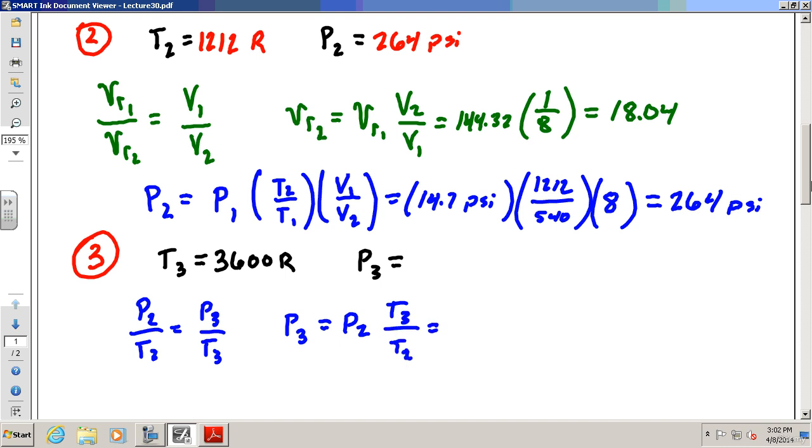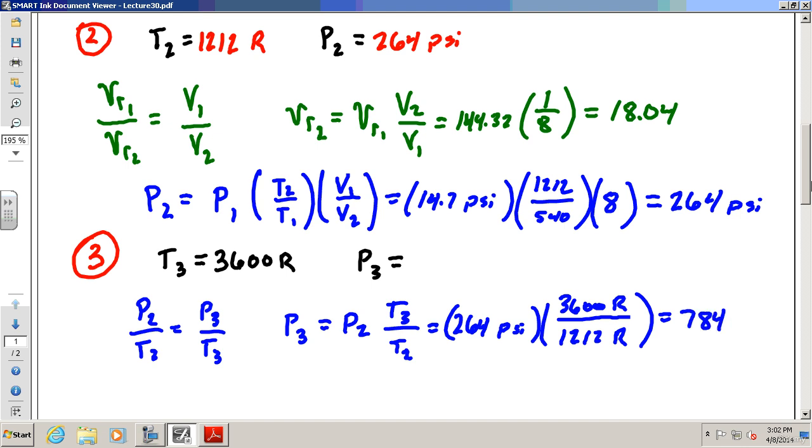My pressure at 2 is already given to me, or I solved for it, is 264 psi. Now my temperature, I've got all that. 3600 Rankine is my T3. My T2, I solved for it. It was 1212 Rankine. So then I throw all that into my calculator. 264 times 3600 over 1212. Well, I get 784, something like that, about 784 psi. It's a lot of pressure.